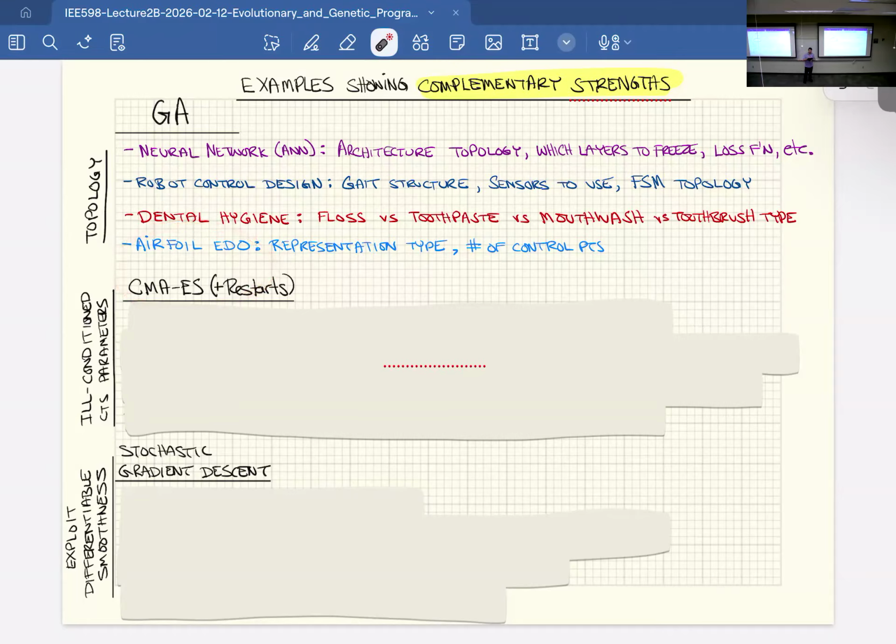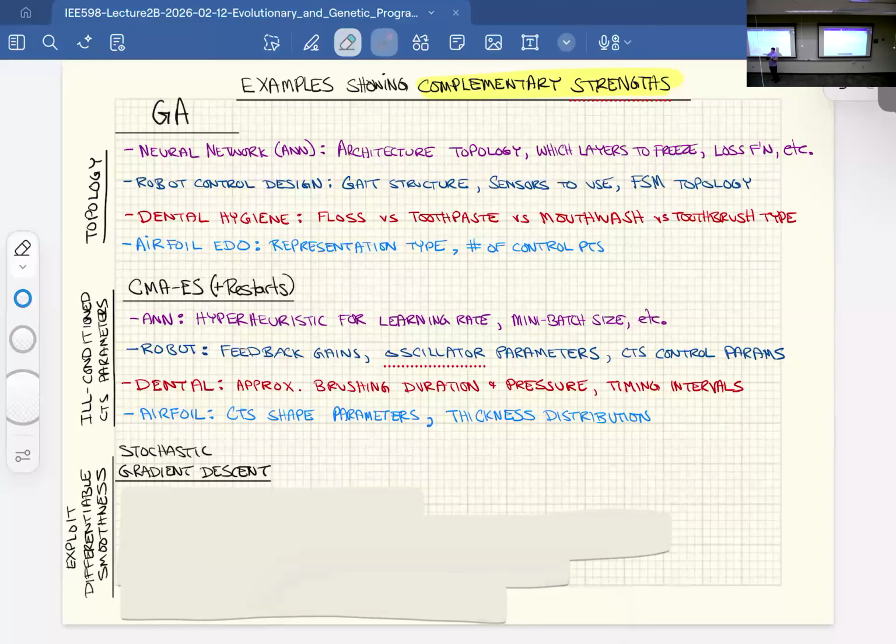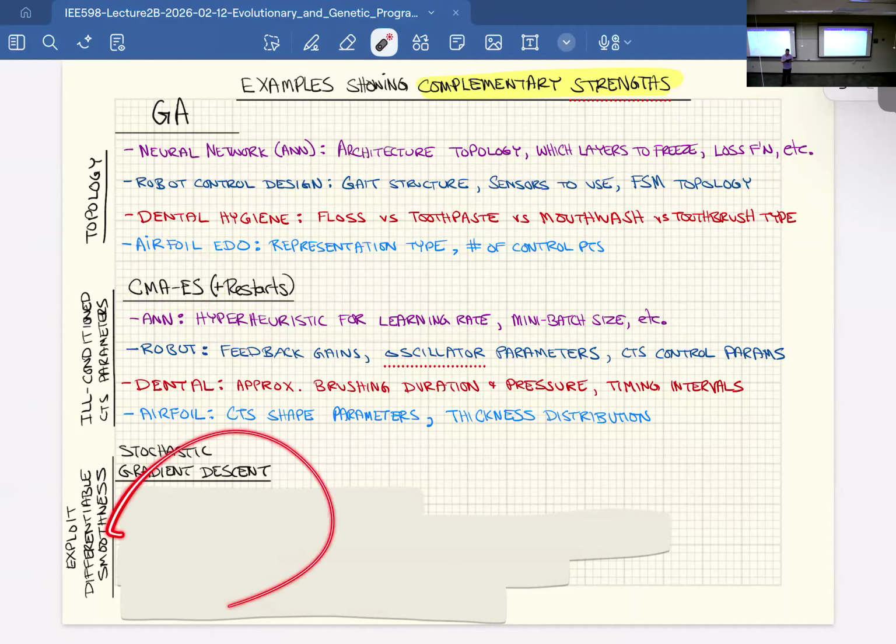Airfoil design optimization. How do you represent the airfoil? What is the number of control points on the airfoil? Again, very discrete, global optimizers. If we go down to CMA-ES with restarts, then for a neural network, CMA-ES can be a hyper-heuristic for the hyperparameters of gradient descent. In gradient descent, you have to make some choices about step sizes, about regularization parameters, and so on. How do you make those? Well, maybe CMA-ES does that for you.